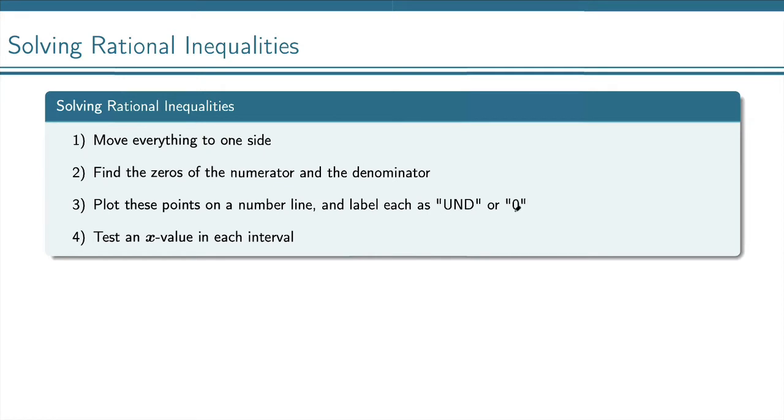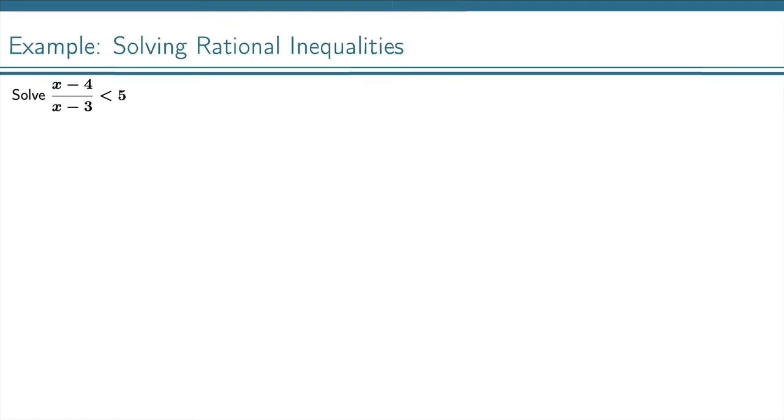Then we have multiple intervals, and we just need to check if those intervals are positive or negative. So let's go ahead and do an example. We start off by moving everything to one side. So we're going to subtract 5 from both sides of this inequality. Minus 5 is less than 0.